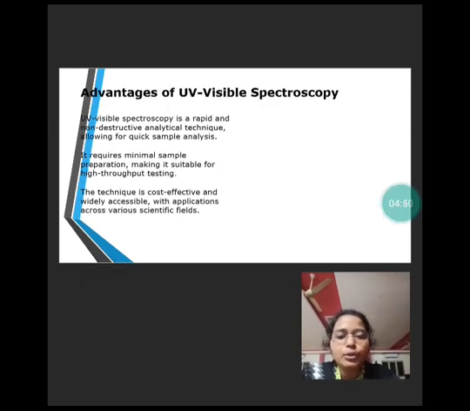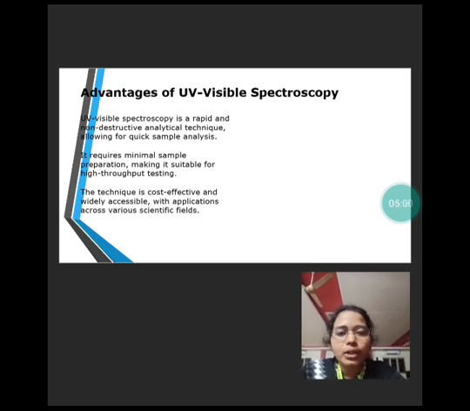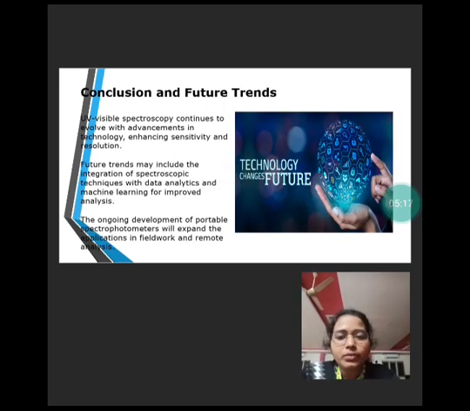Advantages of UV visible spectroscopy. UV visible spectroscopy is a rapid and non-destructive analytical technique, allowing for quick sample analysis. It requires minimal sample preparation, making it suitable for high throughput testing. The technique is cost effective and widely accessible, with applications across various scientific fields.